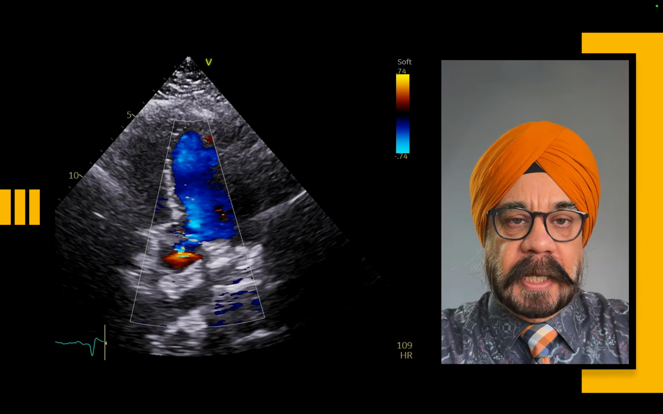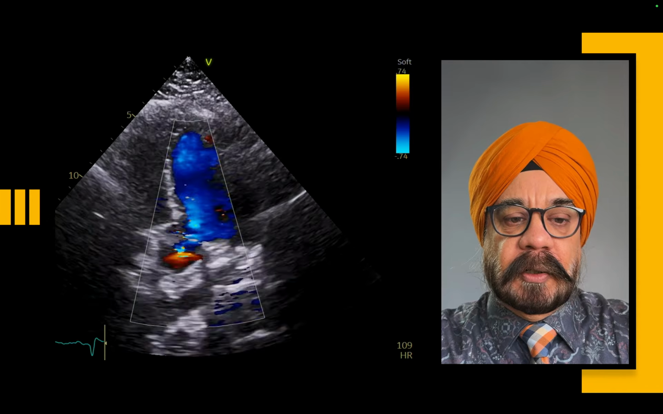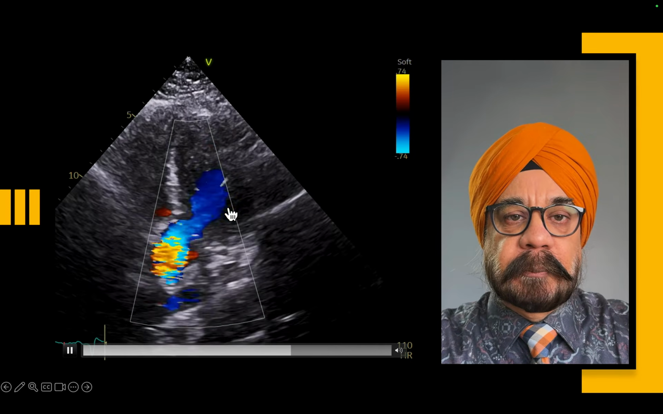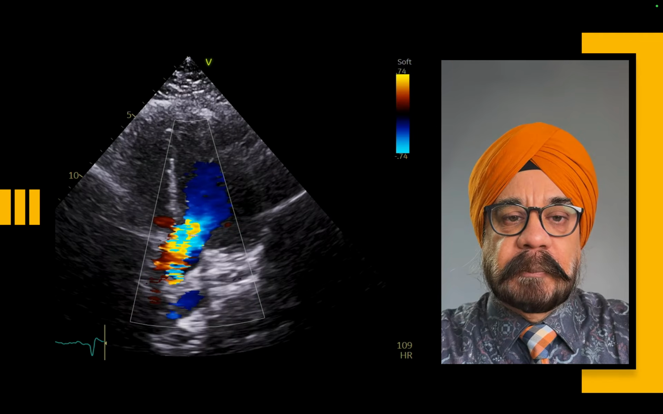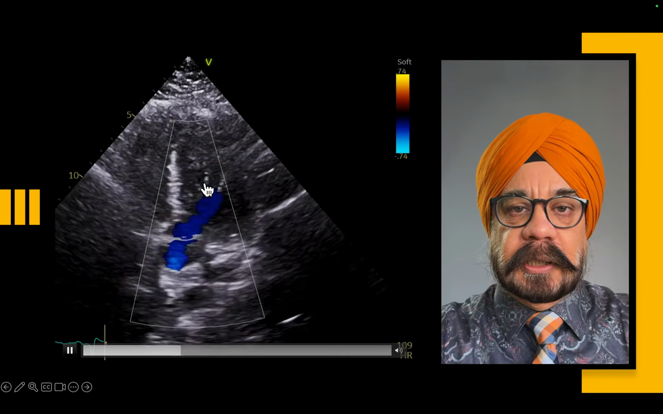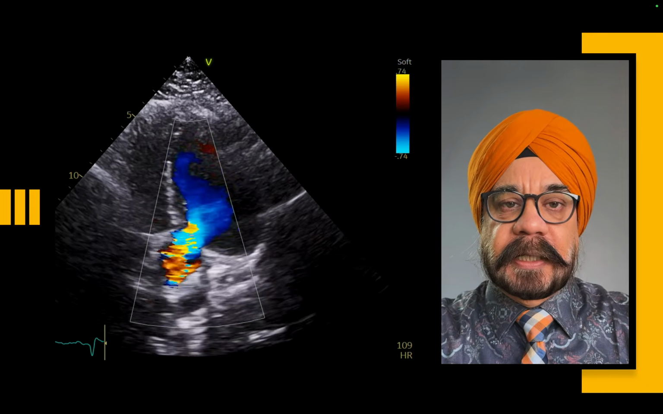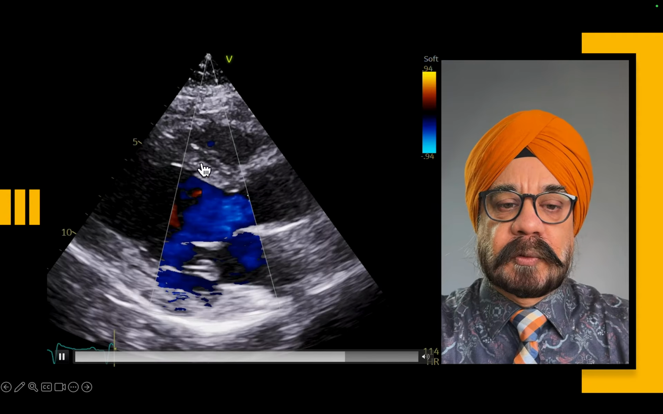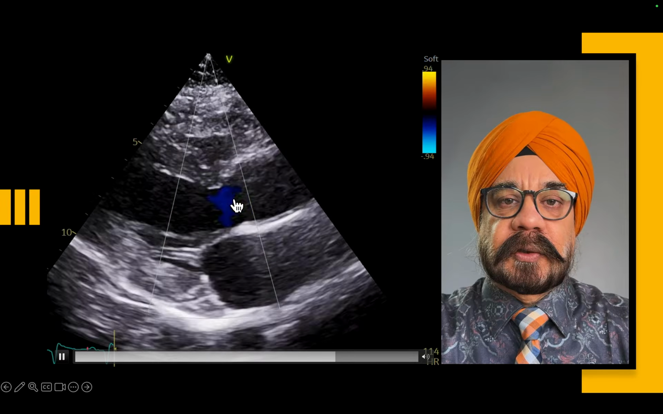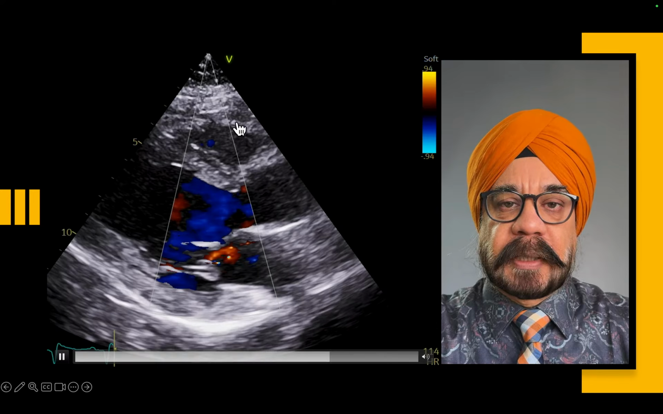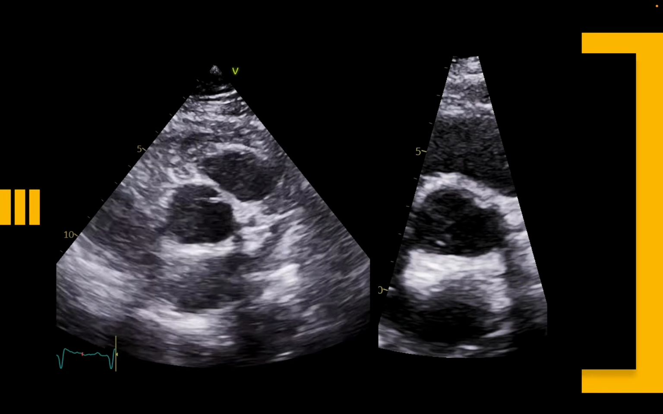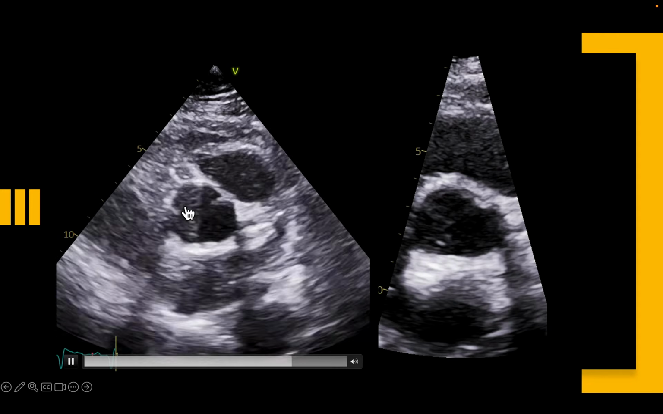So far so good, and then we did a color Doppler on the LVOT view, and our initial impression was something like mild to moderate aortic regurgitation. That's a parasternal long axis view. Again, there is suspicion of mild to moderate, at best, aortic regurgitation. Then we have the short axis view.